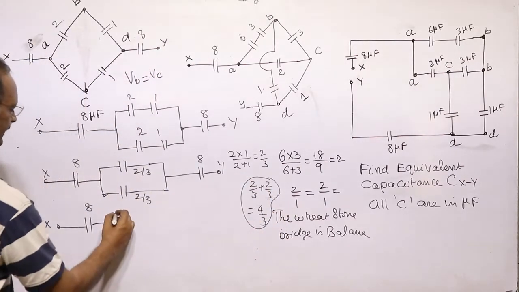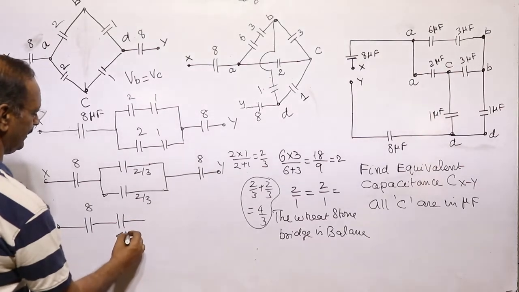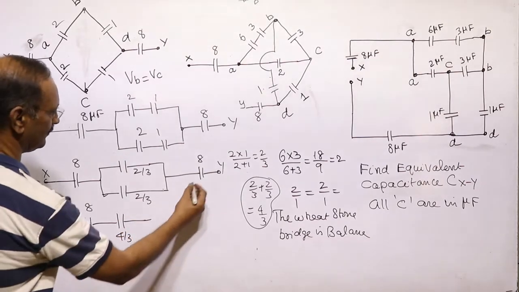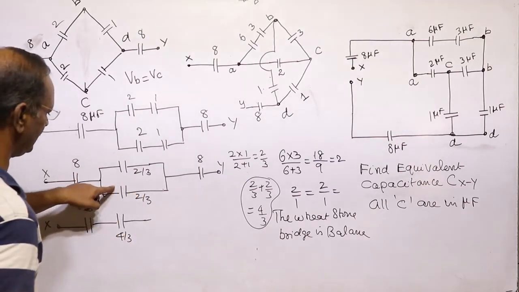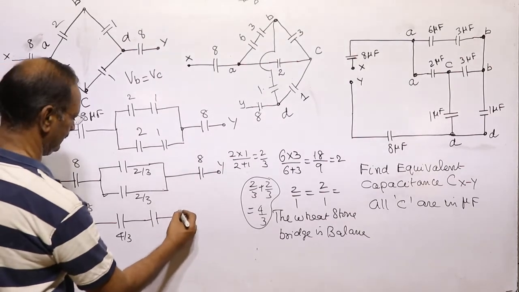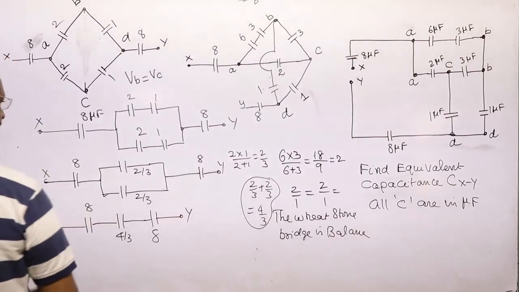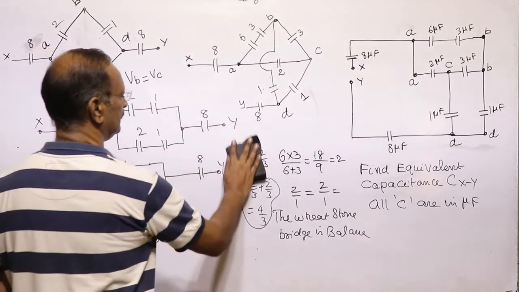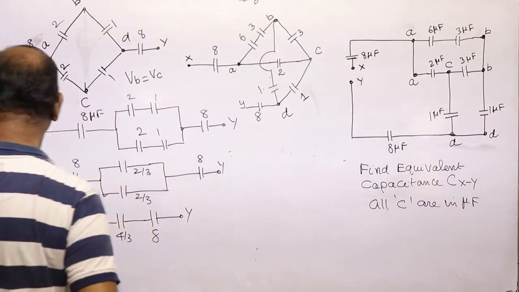So this we can write as 4 by 3 microfarad, then again followed by 2 into 2. Since it is parallel, we can add both. And this is 8 microfarad, then Y. So now we can easily get that all are in series now.